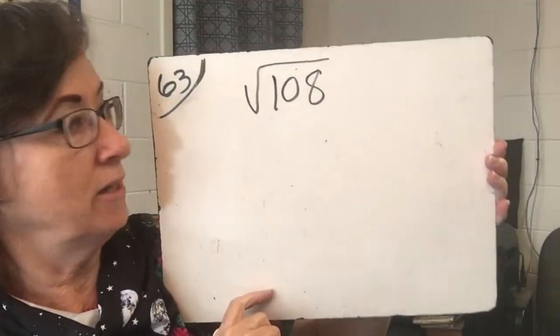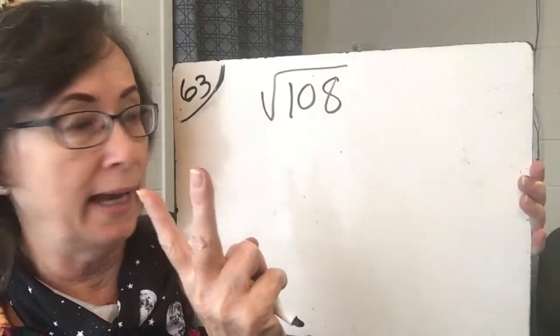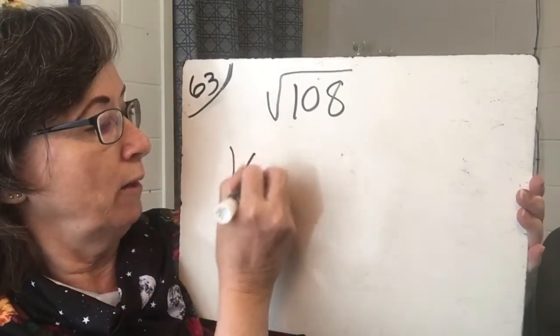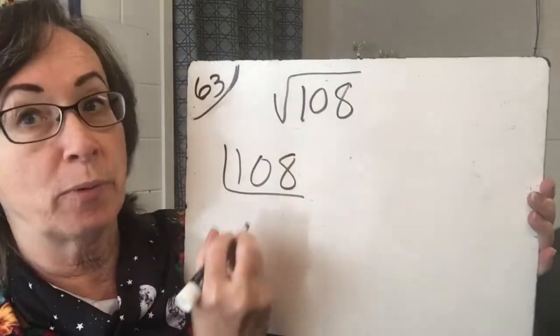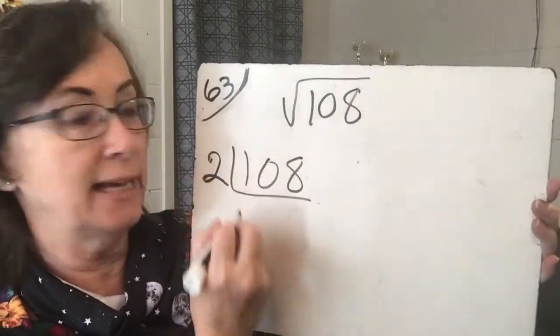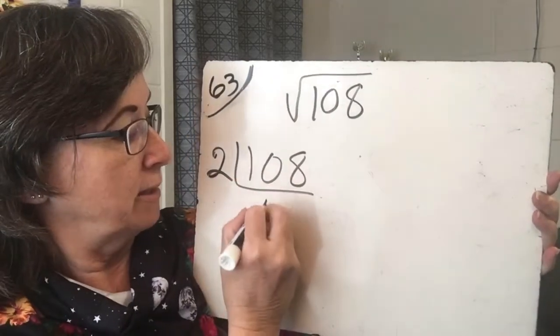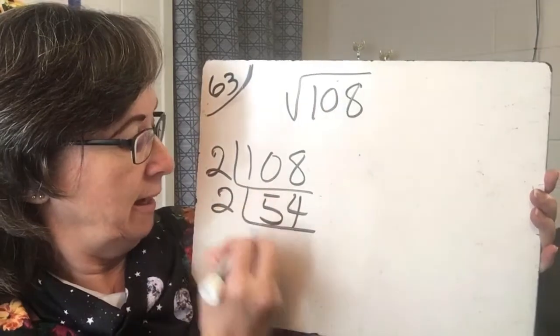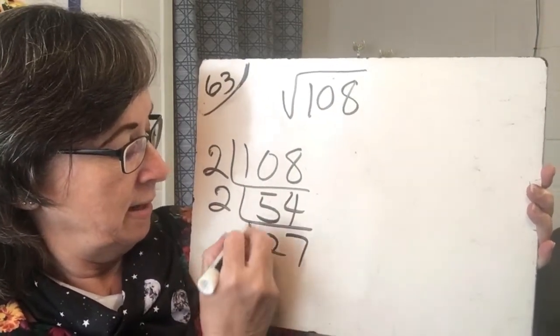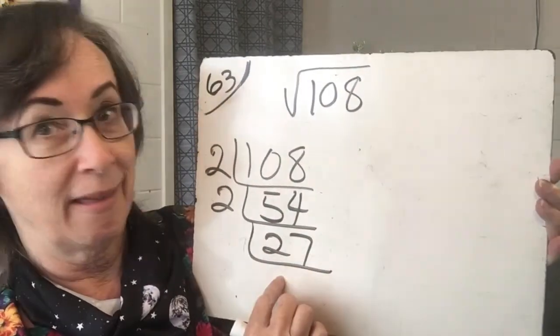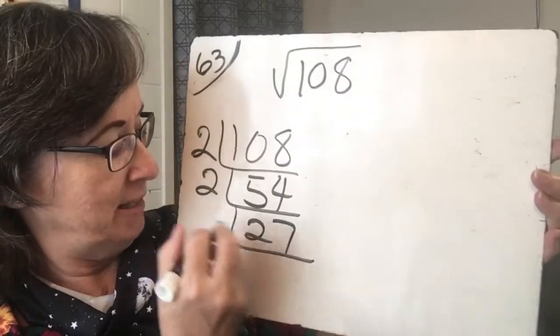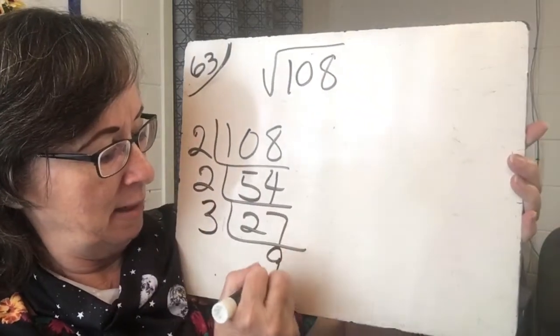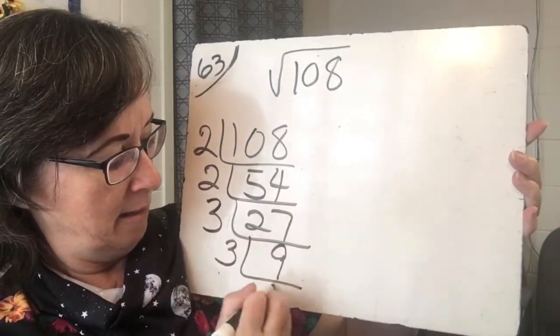Okay, so let's do the square root of 108 two ways. We're going to break up 108 into its factors by prime factorization. I know it has a 2 in it, so that's going to be a 54. I know it's got another 2 in it, and that's going to be a 27. I know it's got another 3 in it, not a 2 in it, right? So a 3, and that's going to be a 9, 3, 3.